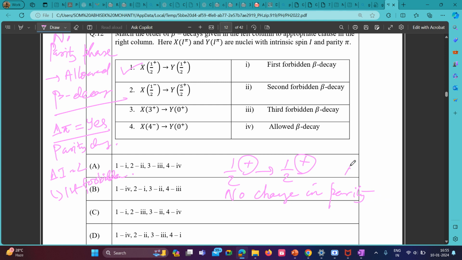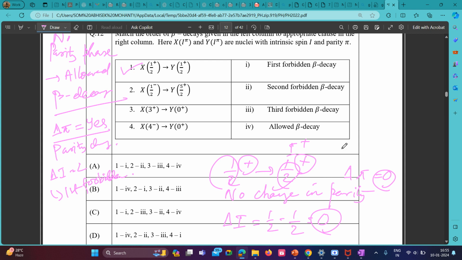So del pi is equal to 0. Now can you tell me, this is I, right? I plus I1. So what is del I here? Del I is half minus half, that is 0. So del I is 0. Del pi is 0, that means no change in parity.